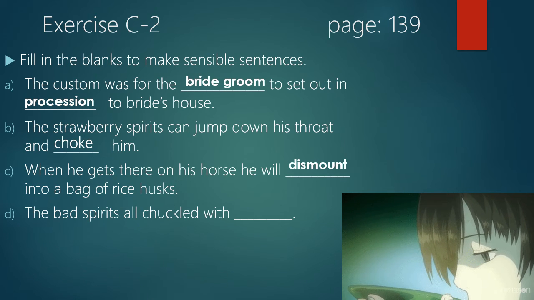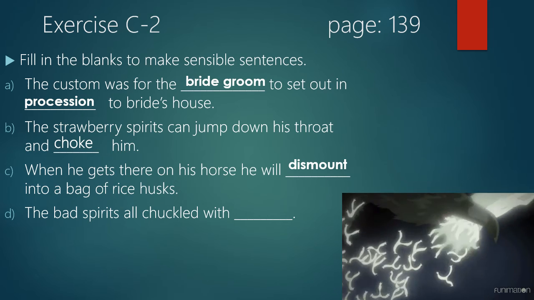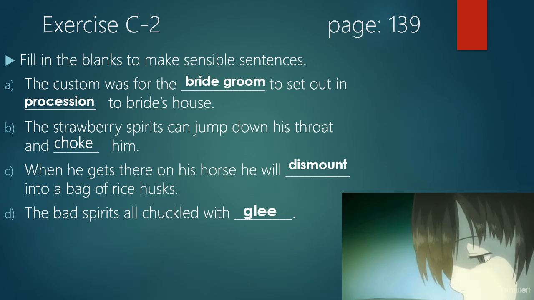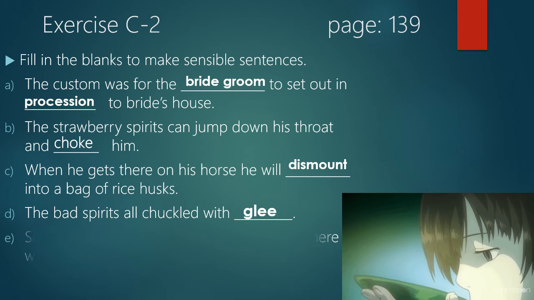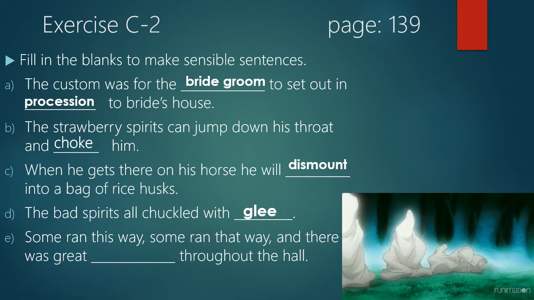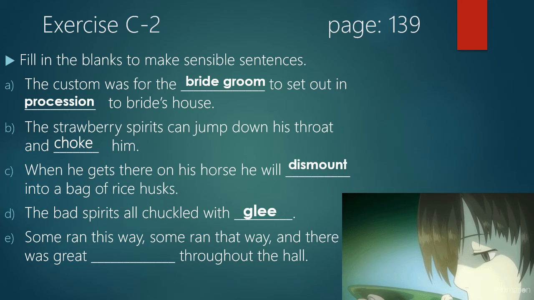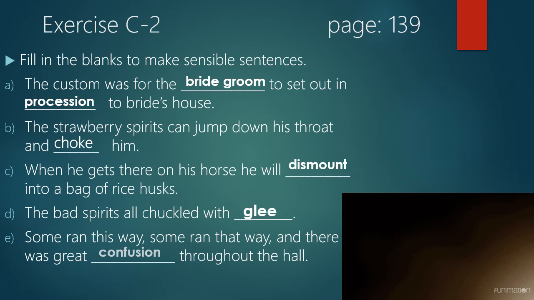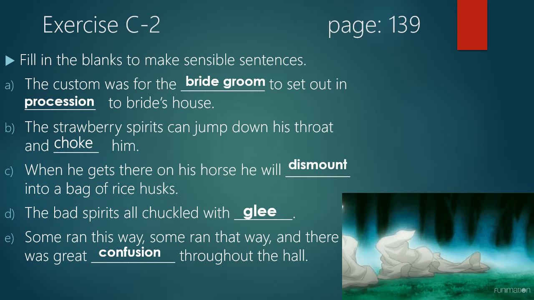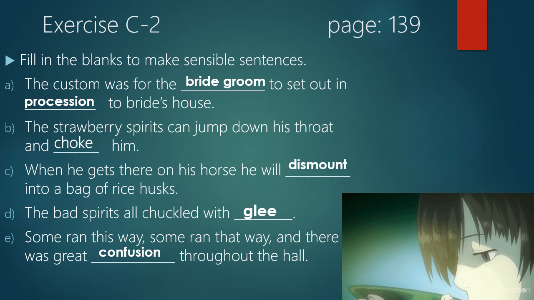Next is, the bad spirits all chuckled with dash. The bad spirits all chuckled with glee. Very right. Here is the last one. Some ran this way, some ran that way, and there was great dash throughout the hall. In this blank comes confusion. Very right. Some ran this way, some ran that way, and there was great confusion throughout the hall.